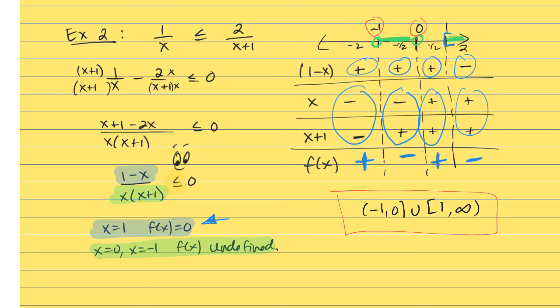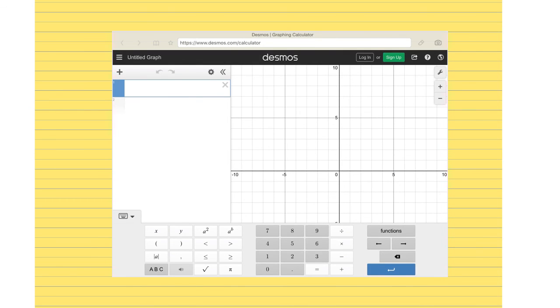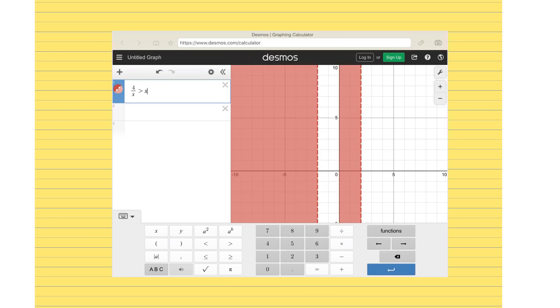I always make a mistake and put my test points in there when I go to my final answer, but just make sure that those are the key points. And a nice way to check is just to pull out your graphing calculator or Desmos and graph these. All right, so we can just graph that equation and then double check that we're correct with our interval notation. And then we can do the same thing with our other equation as well.